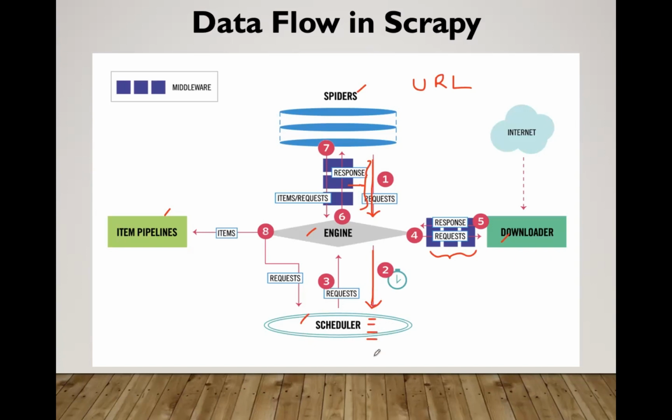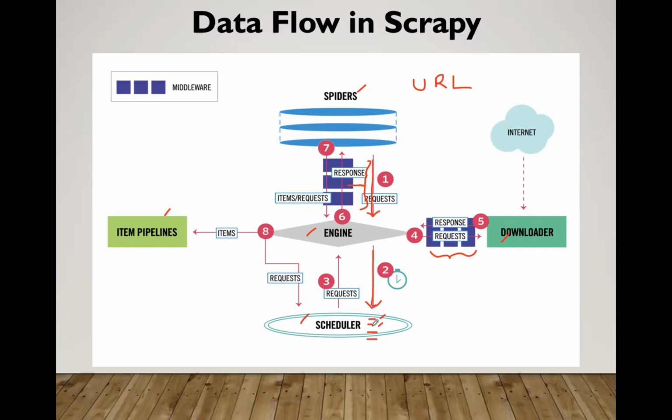So they are considered as requests. Now the engine asks the scheduler for the next URL to crawl. Say suppose these are the 4 requests. At one particular point of time, the first request will be handled and then the second request will be handled. Like that, they'll be handled one after the other.